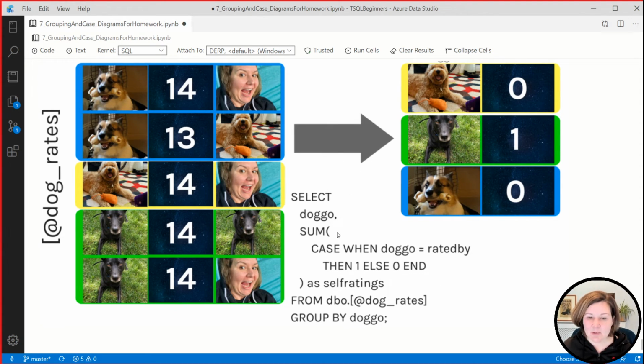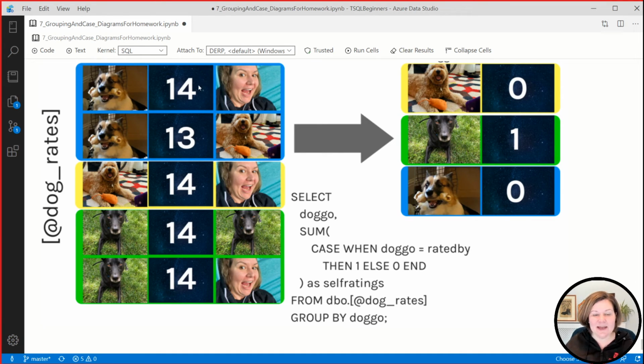So this is an example where I can get complicated, and I can say, okay, I want the rows from dog rates, and I want to group by the dog. And what I want to do is look at when the dog is the same as the rated by, give me a 1, otherwise 0, and then end. And then I'm summing that up for the dog. So essentially what I'm doing is for each dog, I'm counting the total number, that's the sum, the total number of times when they rated themselves. This is like creating a fake column on that row that I can then add up, is what to think of how this is doing this.